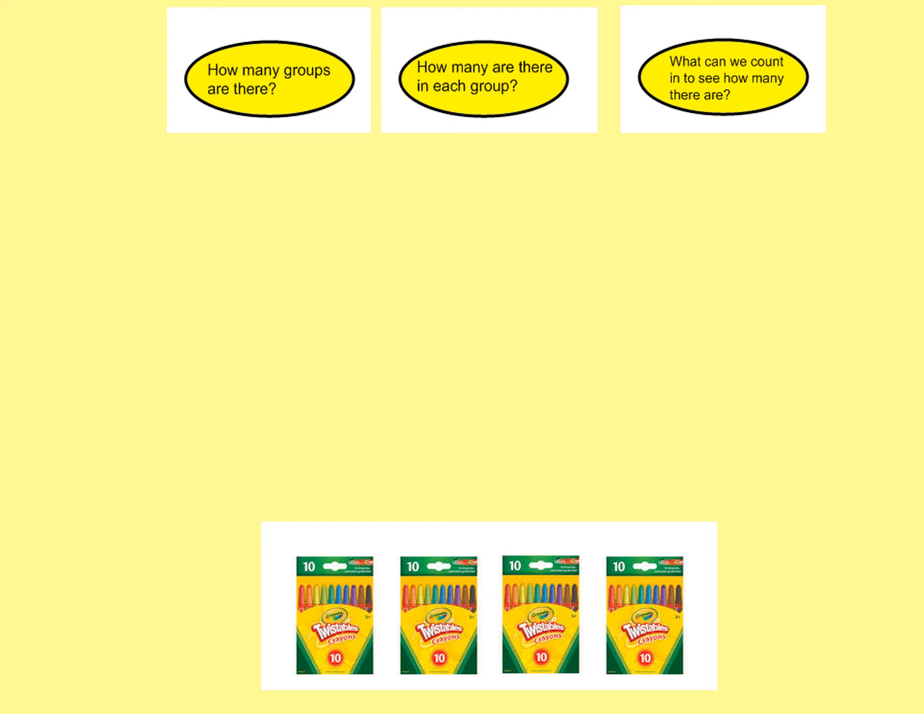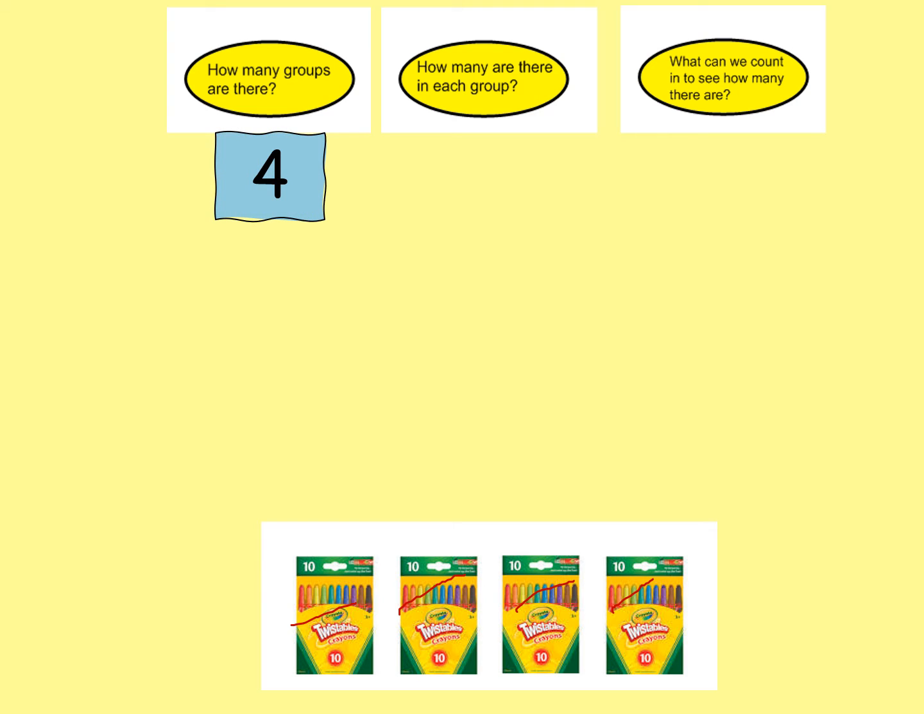Right, so first of all, we've got the same question again. How many groups are there? So look at the picture. How many groups are there? Let's count them. We've got 1, 2, 3, 4. 4 groups of crayons. 4 groups. There we go. We've got 4 groups.